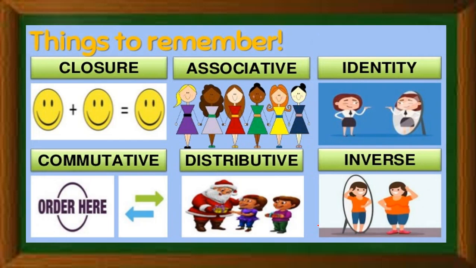This way we have to remember the properties: closure property, associative property, identity, commutative property, distributive property, and inverse.